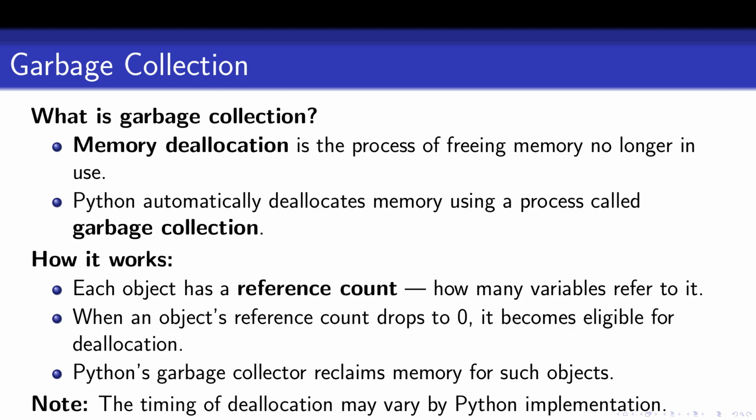Just as Python allocates memory automatically, it also frees it when it's no longer needed. This is done through garbage collection, a process where Python tracks how many references point to each object. If an object's reference count drops to 0, meaning nothing is using it anymore, it becomes eligible for deallocation. Python's garbage collector then reclaims the memory, making it available for future use. This allows your programs to run efficiently without manual memory management. Keep in mind that while Python handles garbage collection for you, the exact timing may vary slightly depending on the Python implementation and environment.